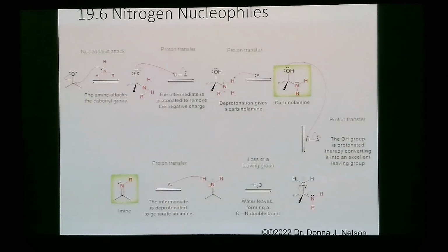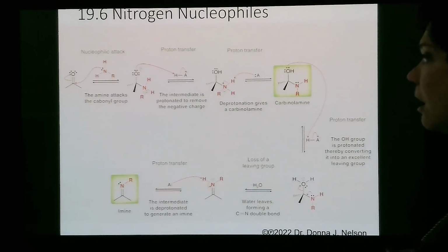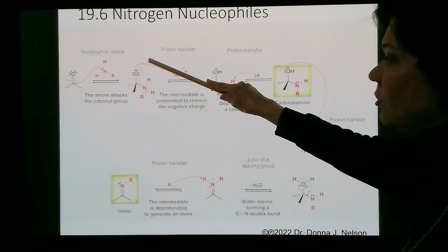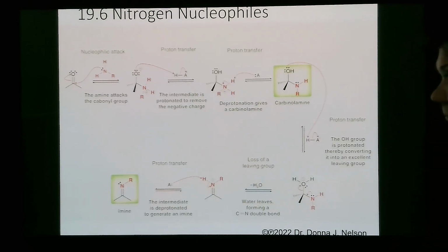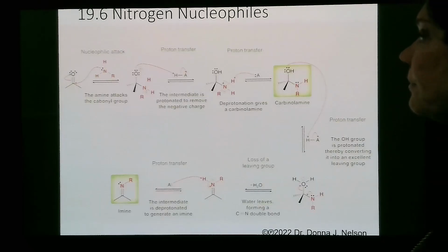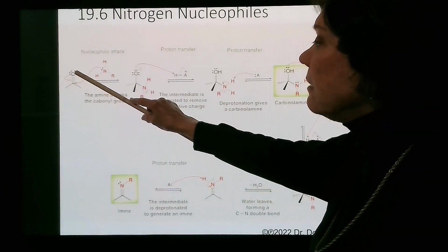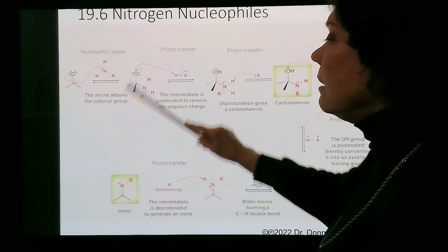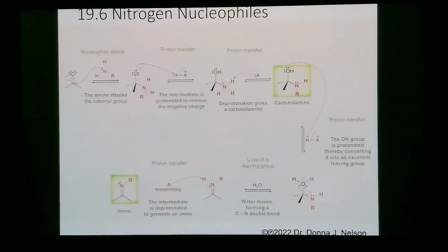donate the proton up here. This is actually the ammonium ion that's donating the proton. But it's not acidic enough to actually protonate the carbonyl. So let's go back and look. It's not acidic enough to protonate the carbonyl, but it is acidic enough to protonate the oxide.